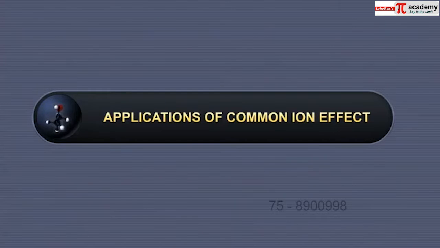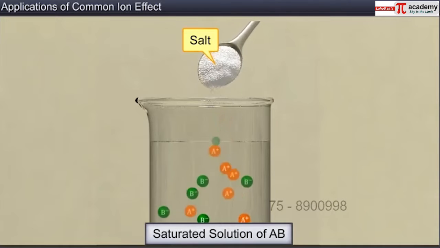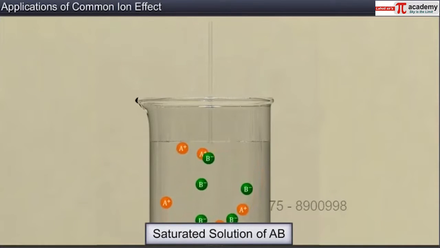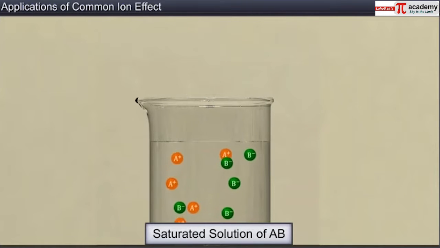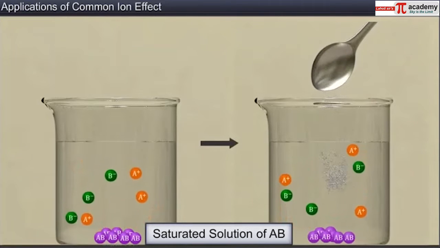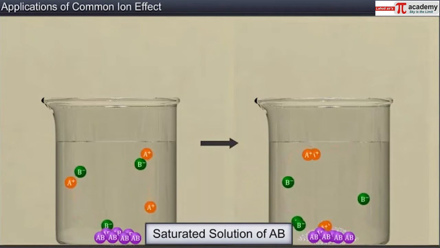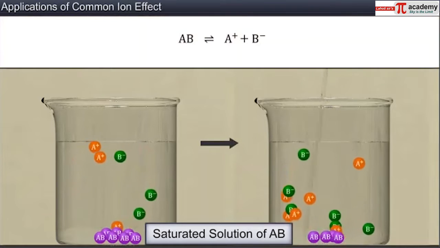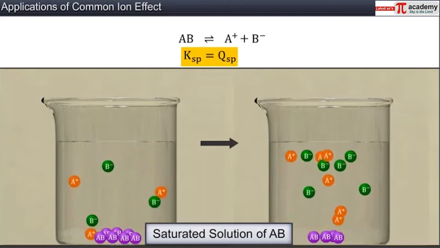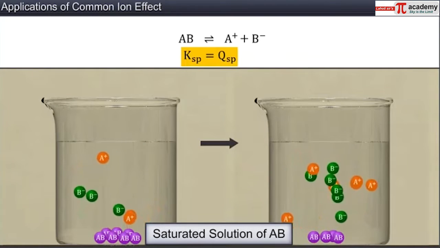In this module, you will learn about the applications of the common ion effect. You have learned that in a saturated solution, if the concentration of any one of the ions is decreased, then, as per Le Chatelier's principle, more salt dissolves and the equilibrium shifts towards the right till Ksp becomes equal to Qsp.